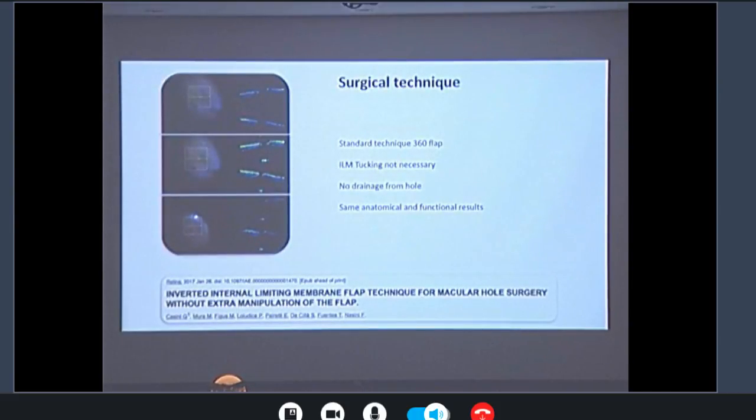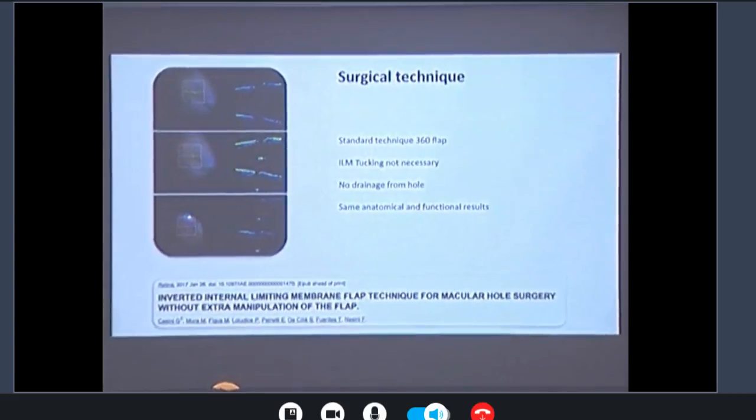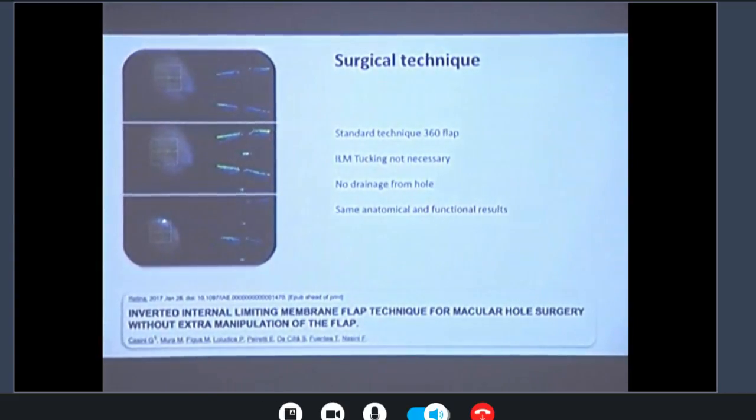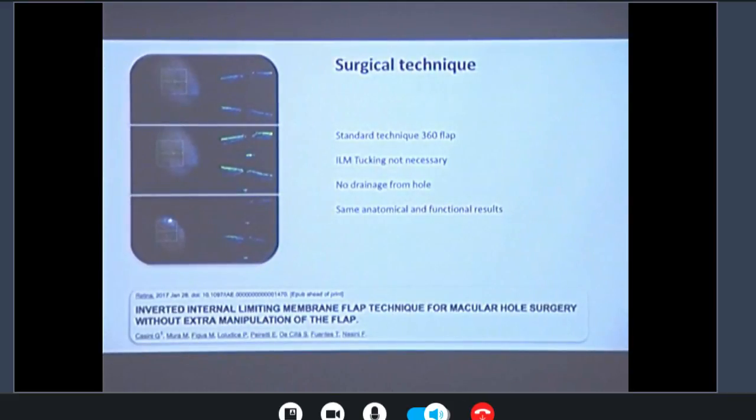Because when there is no atrophy, the technique is nowadays quite standard, and it is just a pars plana vitrectomy. That's what we used in this little study we did and published in Retina. It was a multicentric study in which I was also involved, published in Retina last year. We used a standard technique: pars plana vitrectomy, 360 flap, so the flap taken from all around the area of the disc. We didn't do ILM tacking, and we didn't drain from the hole. We just did the flap and left it in place.